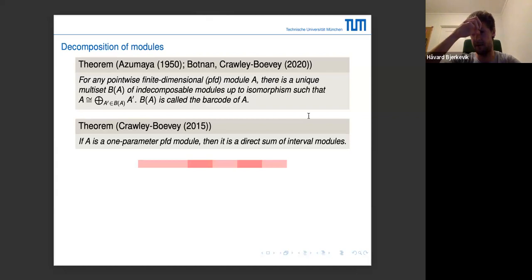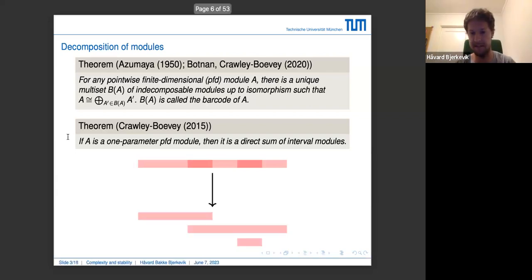If we have a one-parameter module, which I've roughly sketched here, so it lives along a line, and you can imagine that we have something zero-dimensional, then one-dimensional, and two, and one, and two, and one, and zero, then we can always find a way to write this as a direct sum of these interval modules. An interval module in the one-parameter case is just supported on an interval, outside of which it is zero, and inside the interval we have one-dimensional vector spaces, and you can imagine identity morphisms in between them. Up to isomorphism, they're uniquely defined by their support, so you can just view them as intervals, essentially.